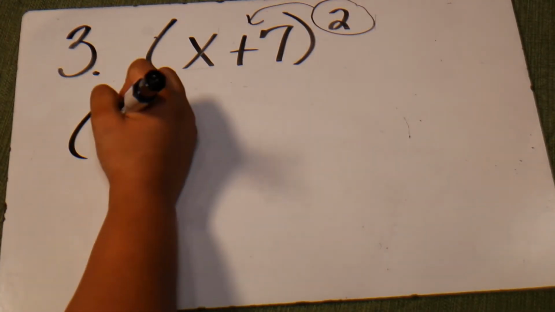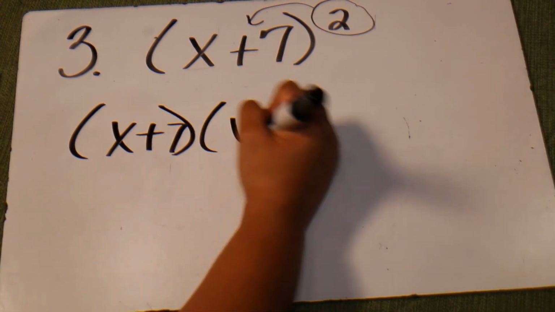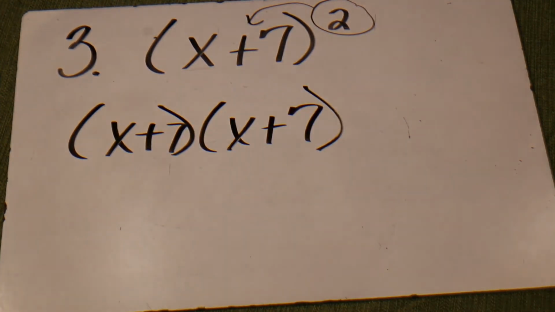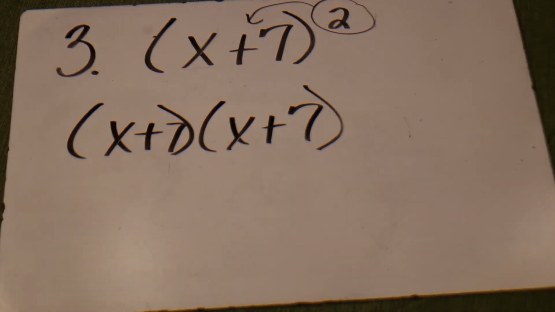And the rule applies. It's the same. So x plus 7, times x plus 7. So we have to write the entire thing twice. It's being multiplied by itself. Okay? So now I'm not going to use a color this time. I'm just going to use a black pen.